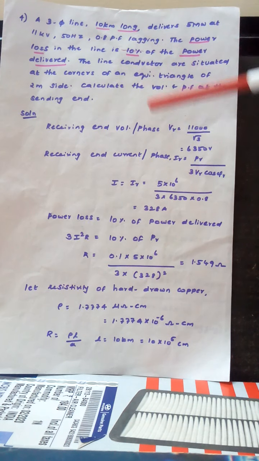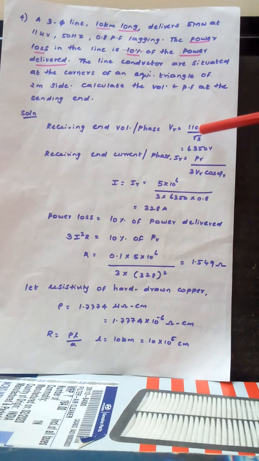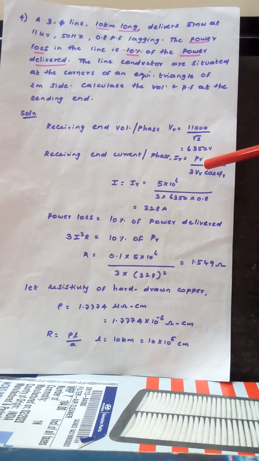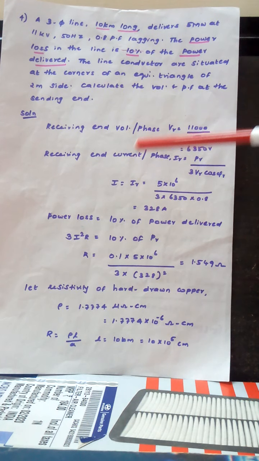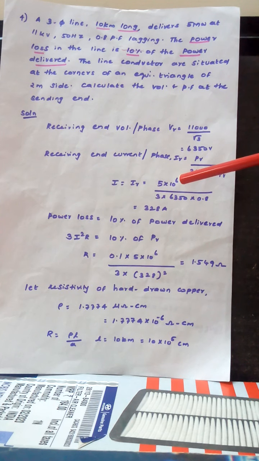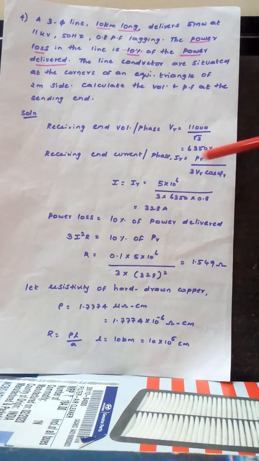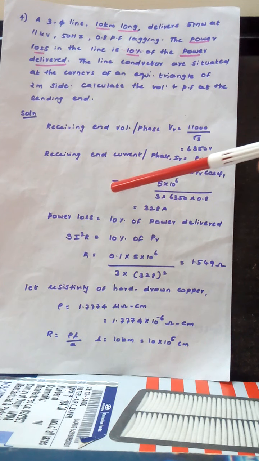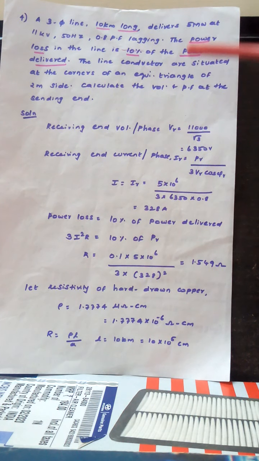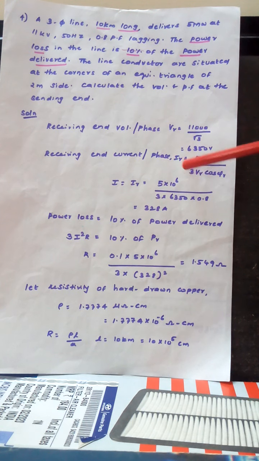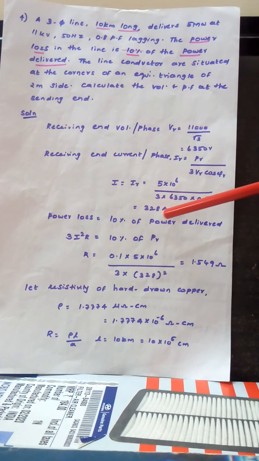The receiving end voltage per phase is 11 kV given, so it is 11 into 10 to the power 3 divided by root 3, so we are getting 6350 volt. Then we have to find the receiving end current per phase. We know the formula PR equals VR IR cos phi R. Since it is three phase, it is 3 VR IR cos phi R. From this we can find the current I, because PR is given as 5 megawatt, so it is 5 into 10 to the power of 6 divided by 3 into VR, which we got as 6350 volt, into cos phi R, given as 0.8 power factor. So we are getting the I value as 328 amps.